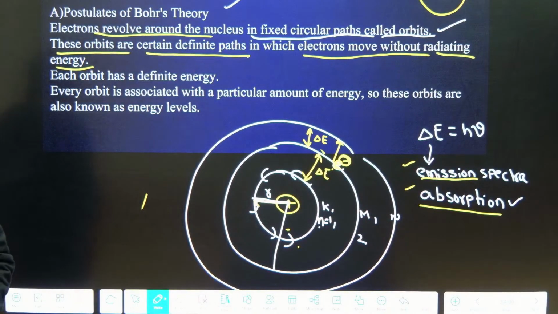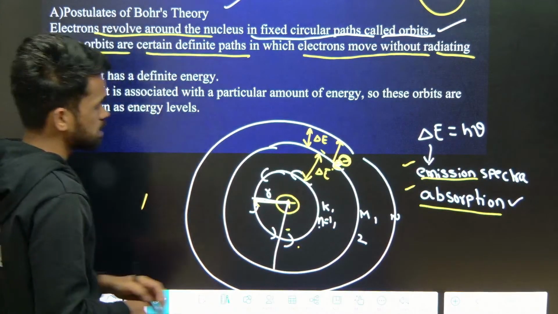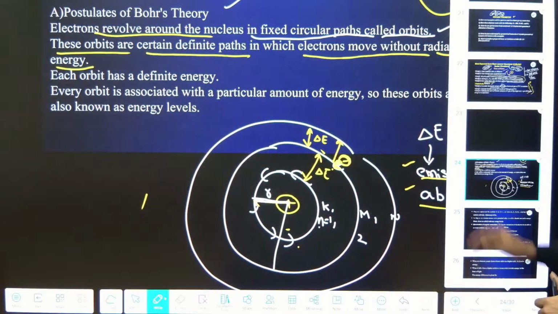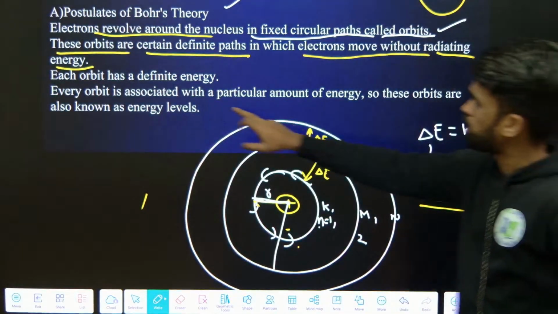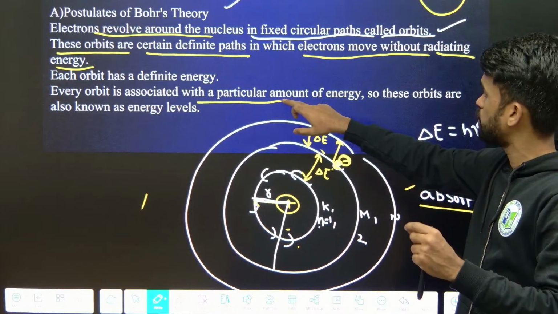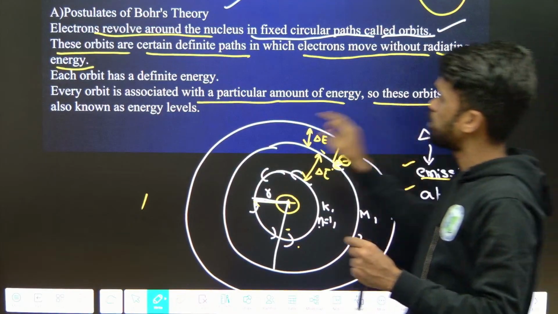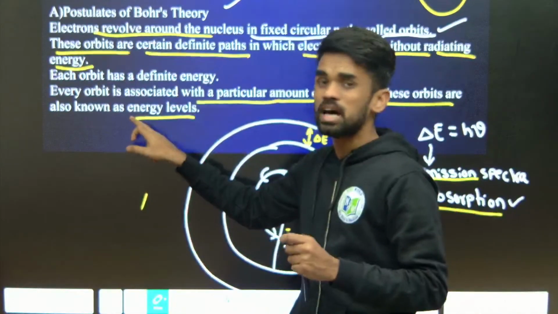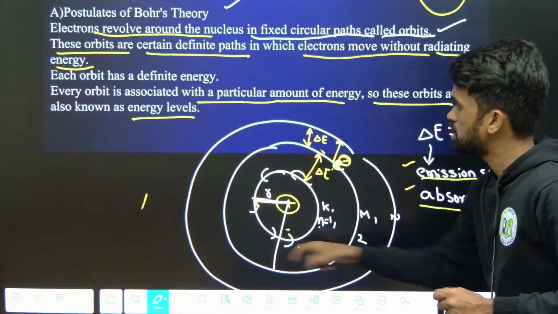Okay, right. The next thing is, you got clarity that every orbit is associated with some particular energy. So these orbits are known as energy shells or stationary shells.